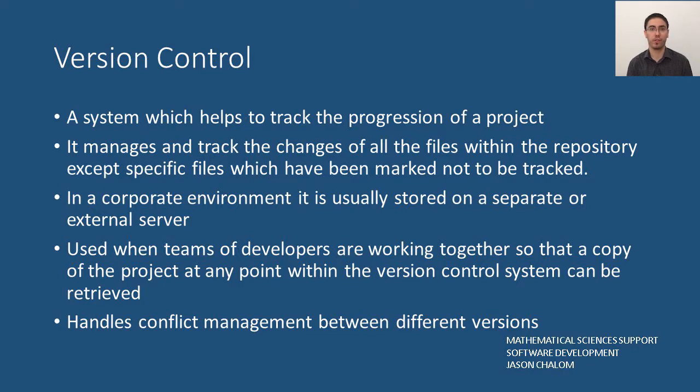Talking about models of software development. Version control is a tool which is used to help facilitate the entire process of software development. It helps to track the progression of a project, track changes to source code, and track team members and the work that they're doing. Businesses usually store this on a central server, and this tool helps manage conflicts between different versions of the software made by different people or even the same developer over a period of time.